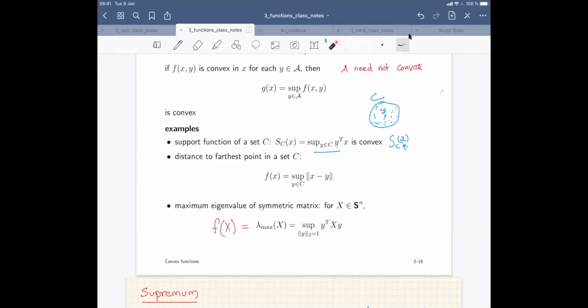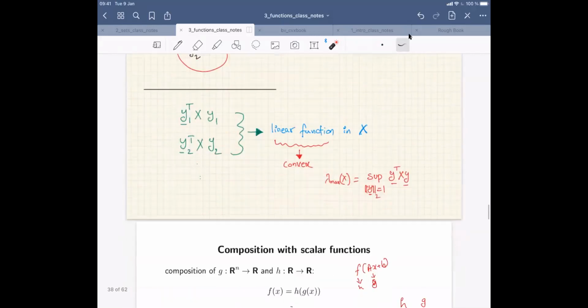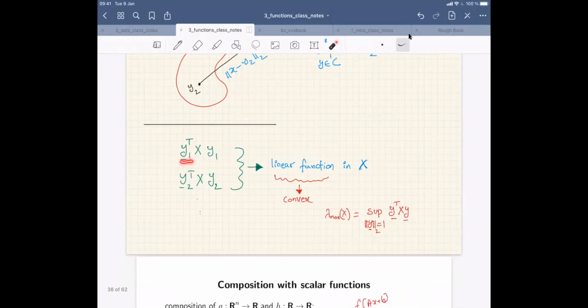So basically, if you have confusion, just see what is the argument here. It is x, right? So this is the argument here, the variable here. Now you are evaluating this for each y. For example, if you pick y1, it is y1 x y1. Y2, it will be y2 x y2. So these are now constants for a fixed y, right? Then that is a linear function in x. So that means this guy is convex because it is just the supremum of linear functions, evaluated at different y's.